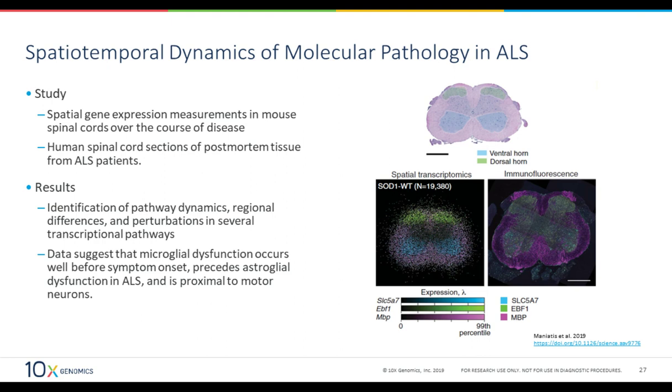Without the spatial information, they weren't able to know how these cells interact with one another and how they co-locate. What they might have actually found is a predictive biomarker that occurs in microglial cells way prior to the onset of the traditional symptomatic conditions that most people are looking for.